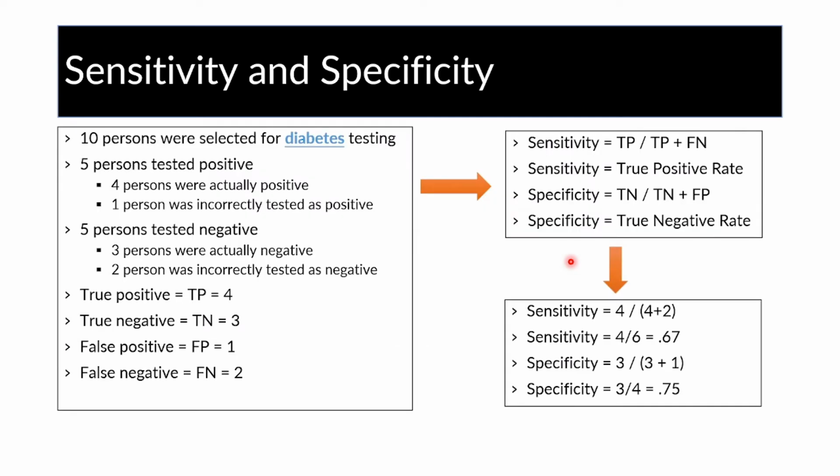Here we get the sensitivity as 4 divided by 4 plus 2, since the false negative is 2. It is 0.67. For the specificity, the true negative is 3 and the false positive is 1. Therefore, we get 0.75.